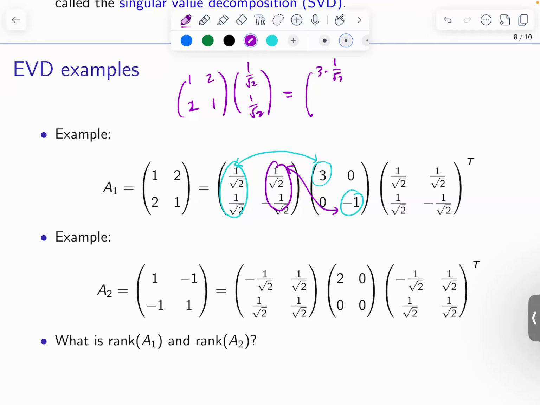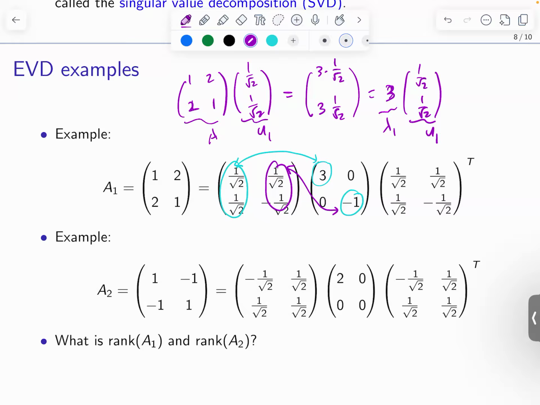3 times 1 over root 2. And the other one gives me 3 times 1 over root 2. So I get 3 times (1 over root 2, 1 over root 2). So if this is U1 and this is A, I get back something in the direction of U1, but multiplied by 3. So this is proof that 3 is an eigenvalue corresponding to the eigenvector U1, and you can do the same for the second one. If I multiply this by the second column, I get -1 times the second. And then we found 2 eigenvalues.